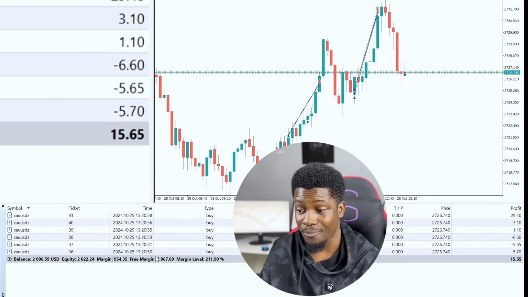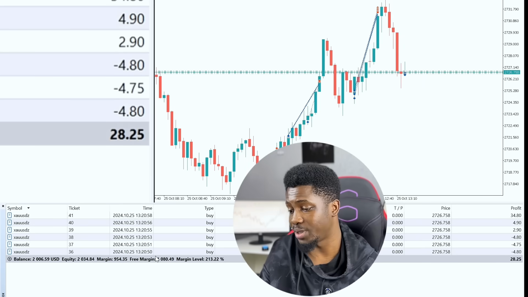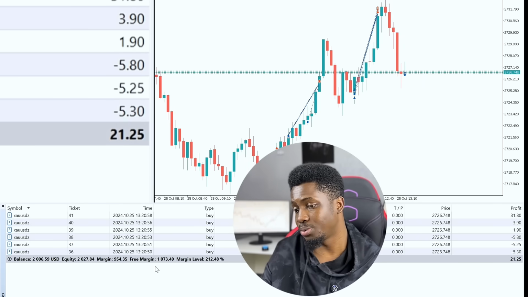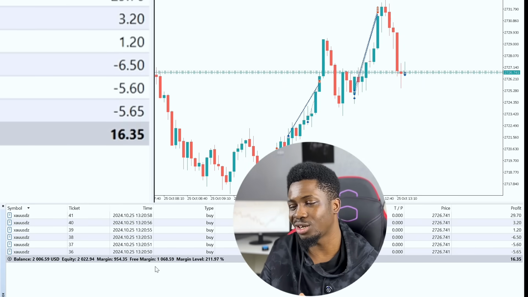We're having over 1,000 bucks of free margin currently as we speak, and then we're actually using some reasonable lot sizes also. So if this particular stop actually goes very well, we should be able to catch enough pips from this particular stop smoothly like that. So guys, we'll just wait now and see how this particular stop goes.